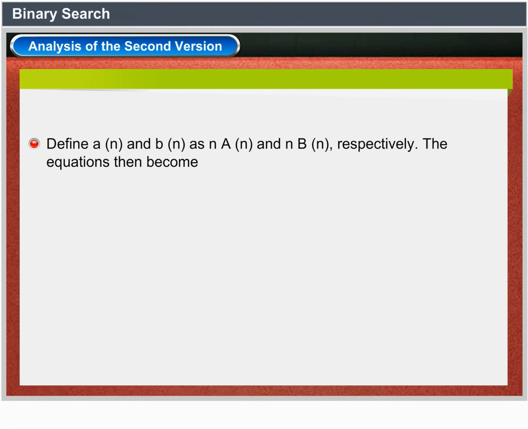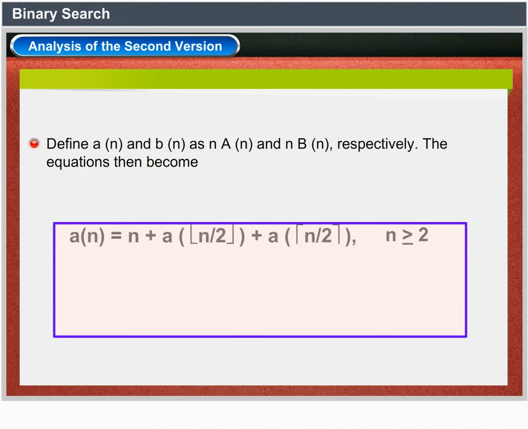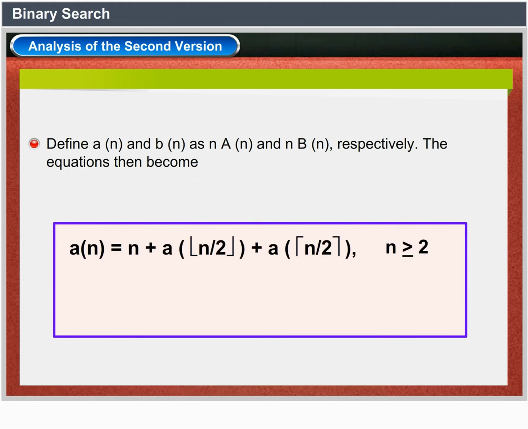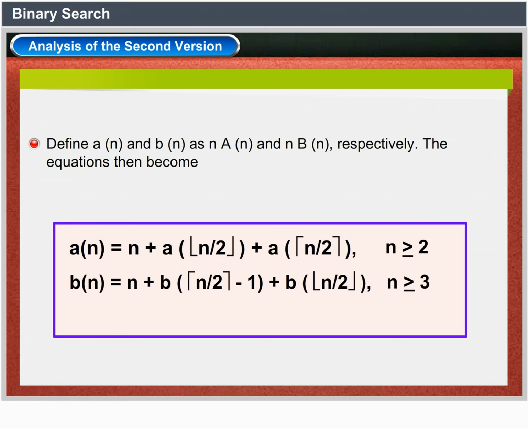Define a(n) and b(n) as n·A(n) and n·B(n) respectively. The equations then become a(n) = n + a(floor(n/2)) + a(ceiling(n/2)), where n is greater than or equal to 2. b(n) = n + b(ceiling(n/2) - 1) + b(floor(n/2)), where n is greater than or equal to 3. a(1) = b(1) = 0. b(2) = 2.